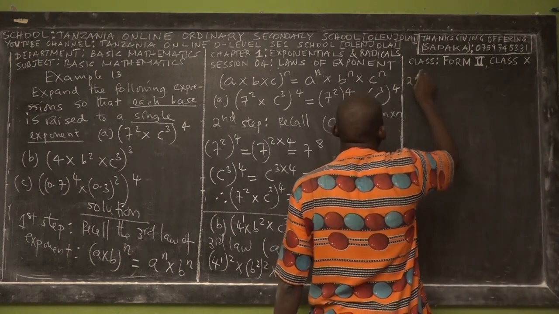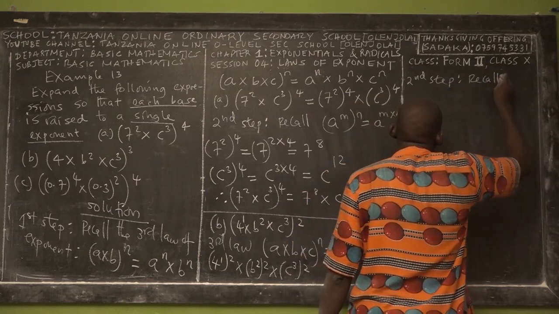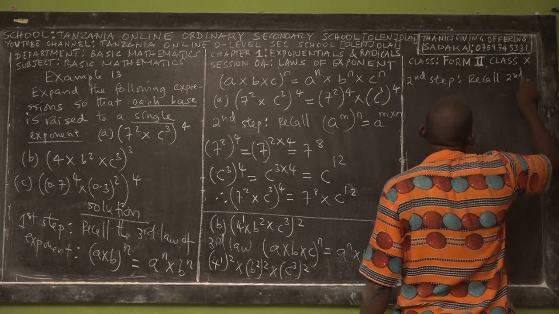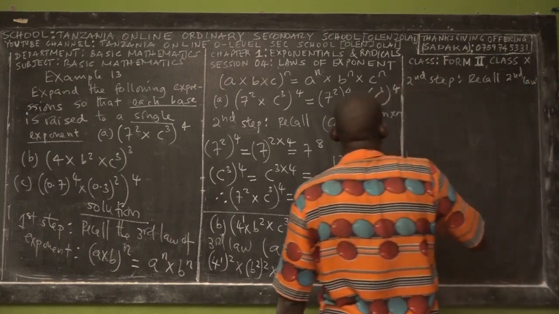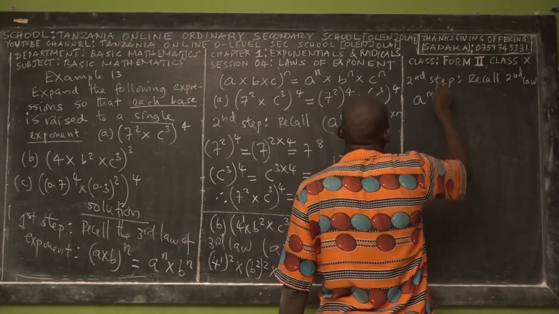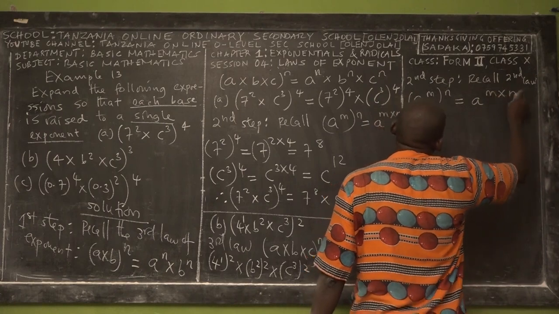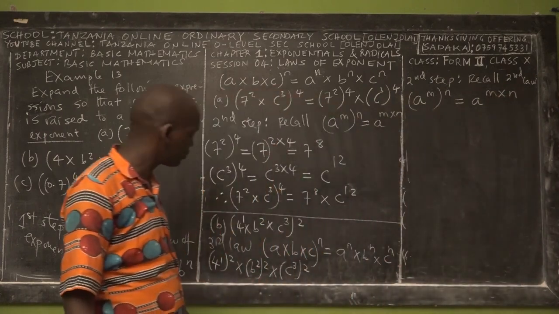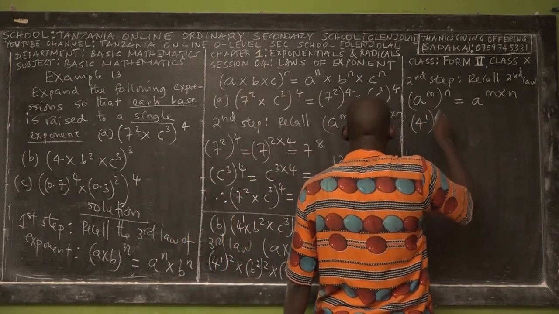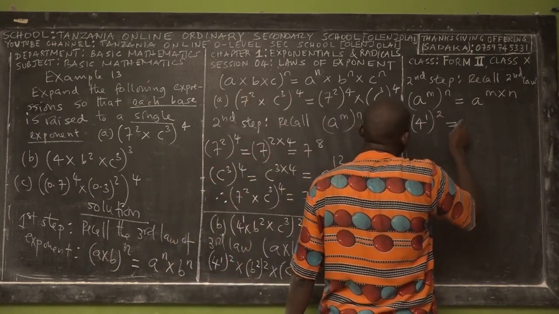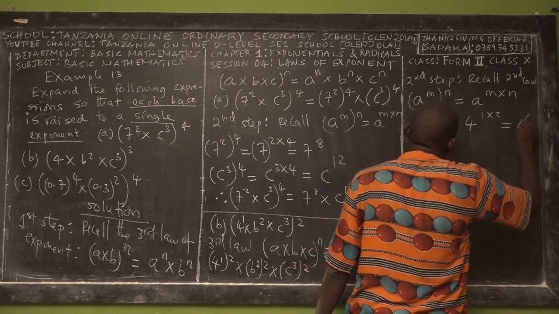Yes. So the second step, we have to recall what? Second law. How does it state? A power n power n is equal to what? A power n times what? N. How many exponents do you have there? 3. We have 4 power 1, exponent what? 1, 2. This is equal to 4 power 1 times what? 2. The answer is equal to 4 power 2.